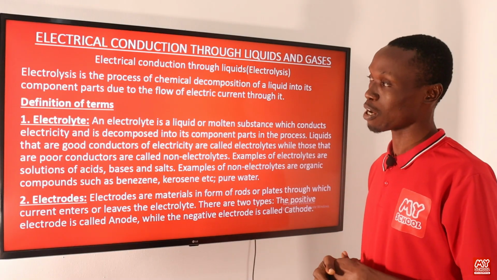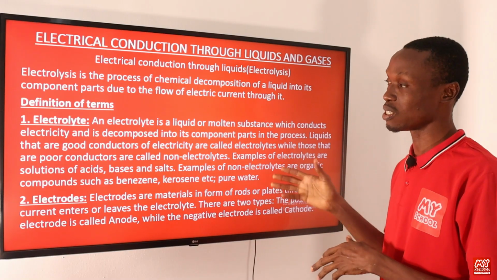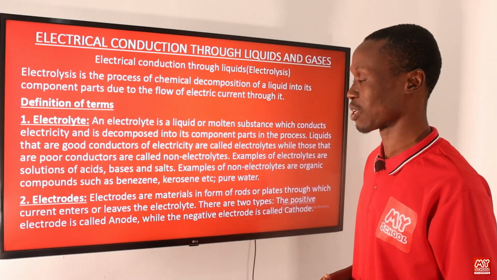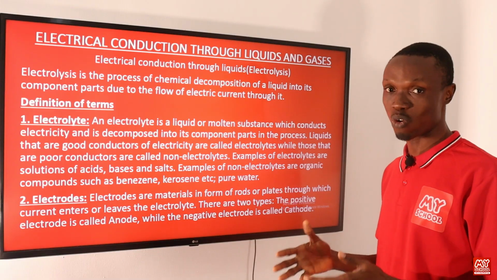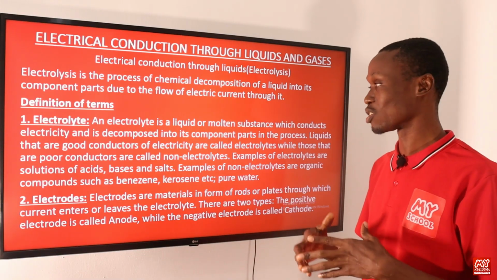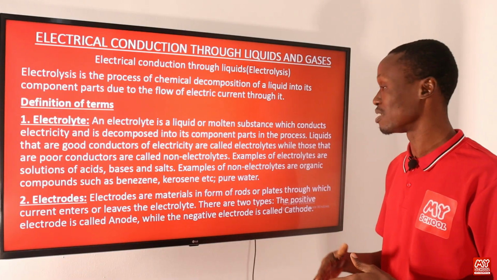Now let's discuss some terms that are used in electrolysis, and the first one we are going to begin with is electrolyte. An electrolyte is a liquid or a molten substance which conducts electricity and is decomposed into its component parts in the process.